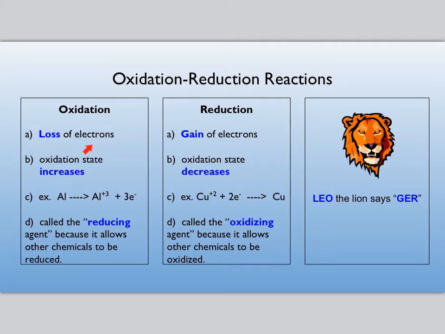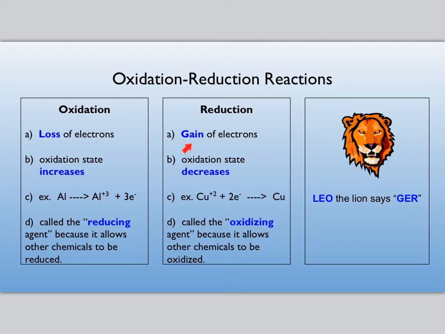Oxidation specifically is a loss of electrons in which the oxidation state of an element will increase. You can see in this example here we've got aluminum metal with an oxidation state of 0 becoming a positive 3 ion. Its oxidation state has gone up. Whatever is oxidized is called the reducing agent because it allows other chemicals to be reduced.